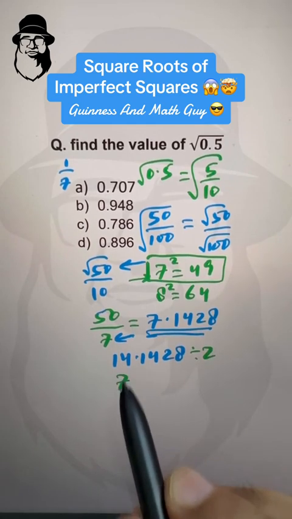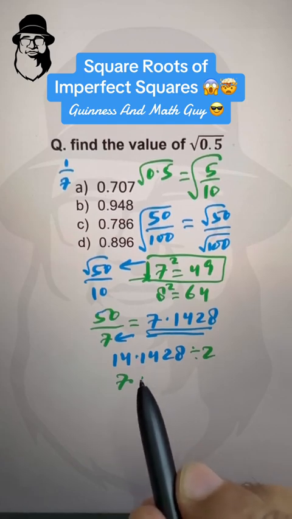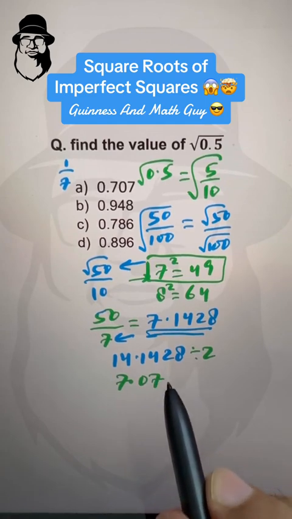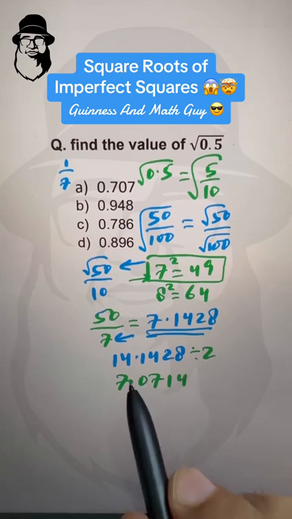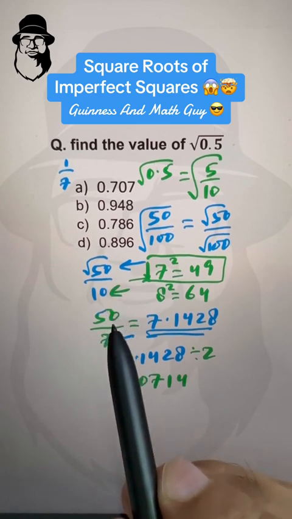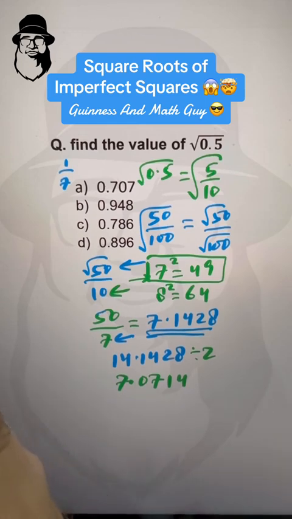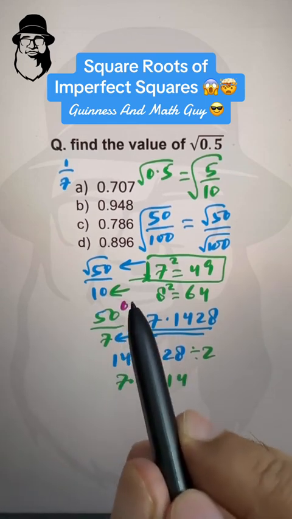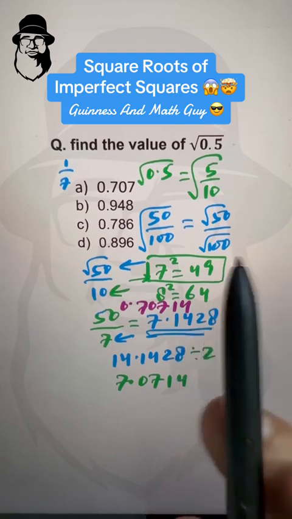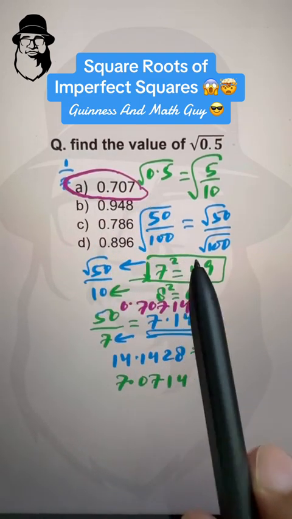2 times 7 is 14. This is 14, but we'll take one digit at a time. 2 times 0 is 0. So 14, 2 times 7 is 14. And 2 times 1, 2 times 4. And whatever our final answer is, this is our final answer. We have to divide it by 10 to get 0.70714, and that's choice A. Remember, this is an approximate answer.